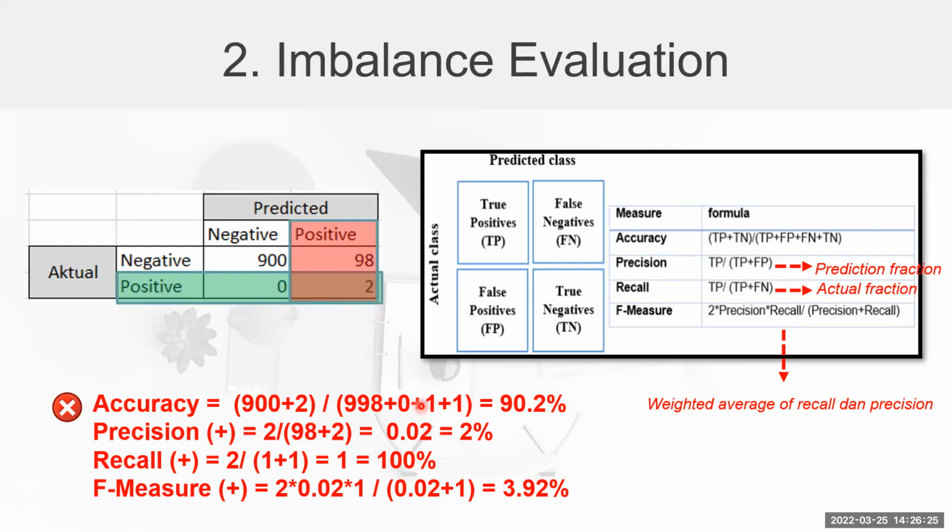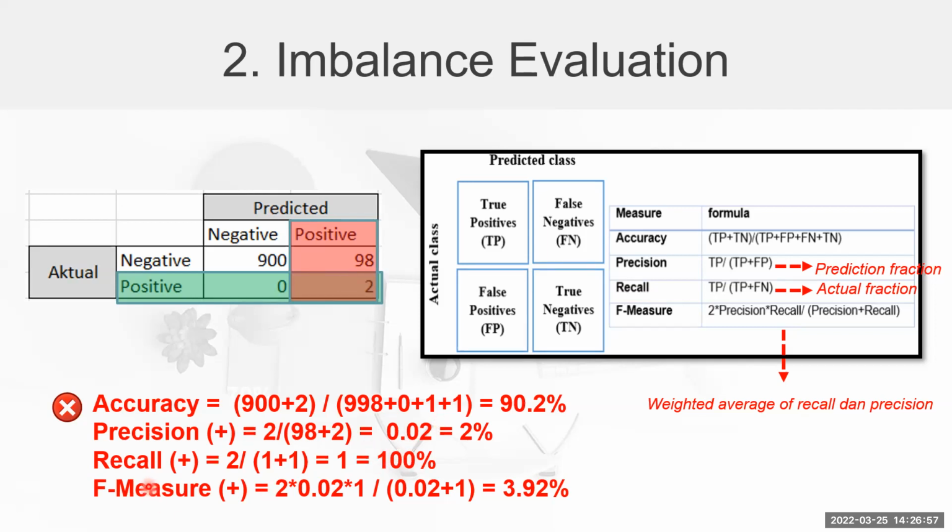Precision is very small, because it is 2 divided by 90x plus 2. They are only 2%. Recall, actually, is higher. It is high, because all of the actual positives are classified correctly as positive. Okay, we can see that it is 100.